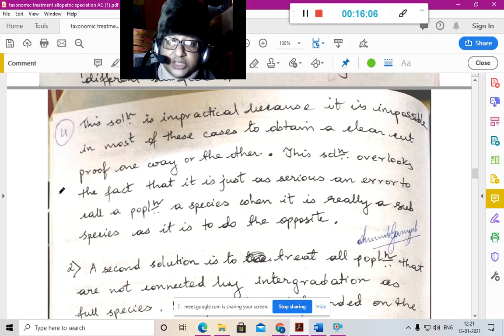This solution overlooks the fact that it is just as serious an error to call a population a species when it is really a subspecies. A person in Africa, with dark skin and different hair, and a person in India, whose hair is different and skin maybe is not that dark, look a lot different. Just on that basis, you could call them different species. Well, that's not true, because you can mate with an African and still have children. So the African is also of the same species. So this approach is very impractical and not correct.